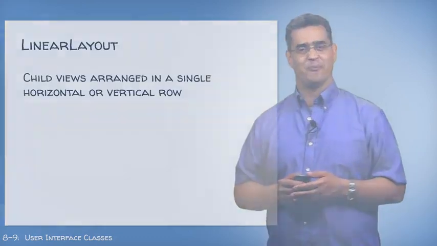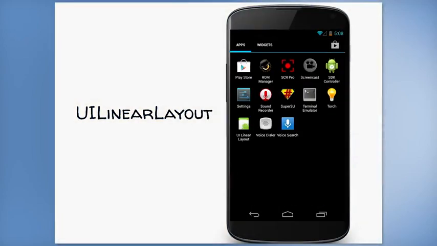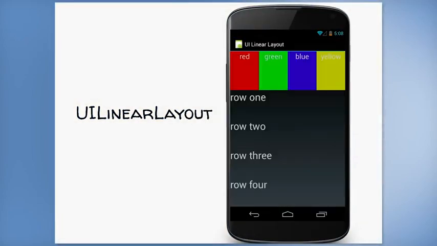Let's look at an example. Here's an application called UI Linear Layout. And what you see here is a set of colored boxes labeled red, green, blue, and yellow. And they're all laid out in a horizontal row. Under that, there's another set of boxes laid out vertically, and they're labeled row 1, row 2, row 3, and row 4.